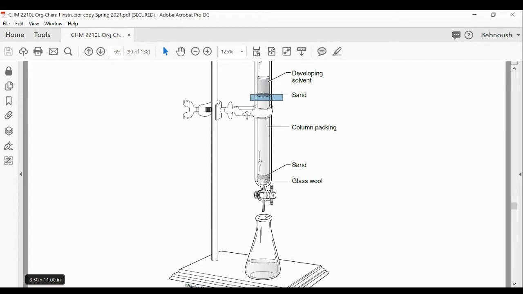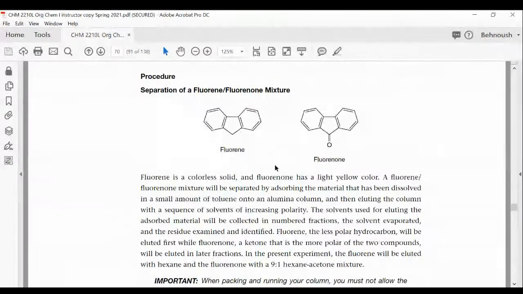And the two compounds that you are using for chromatography are fluorene and fluorenone. The column packing is polar. When you are using hexane as a solvent, which one would leave the column first? Which one would travel faster, fluorene or fluorenone? Which one is more polar, fluorene or fluorenone? What makes a molecule polar?